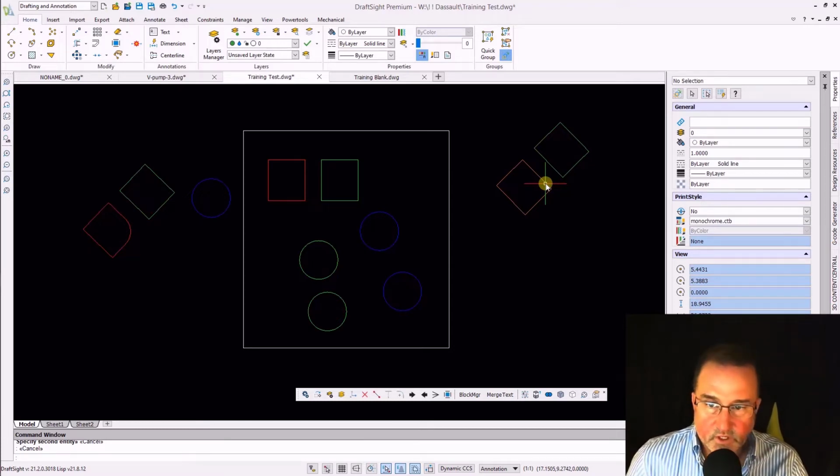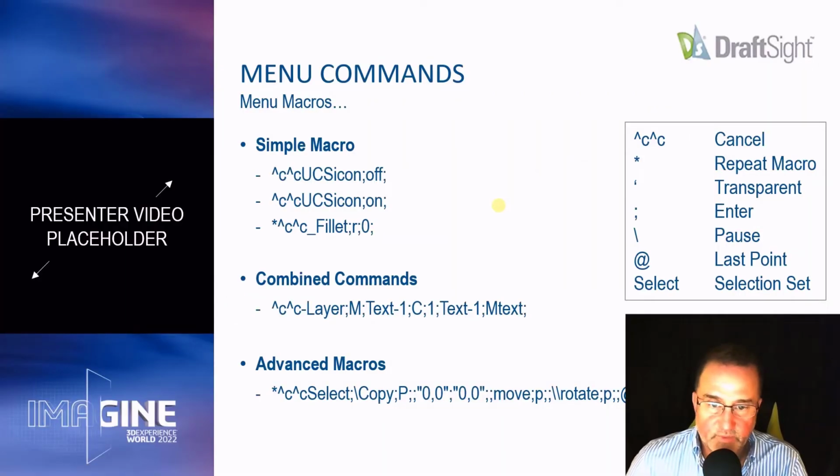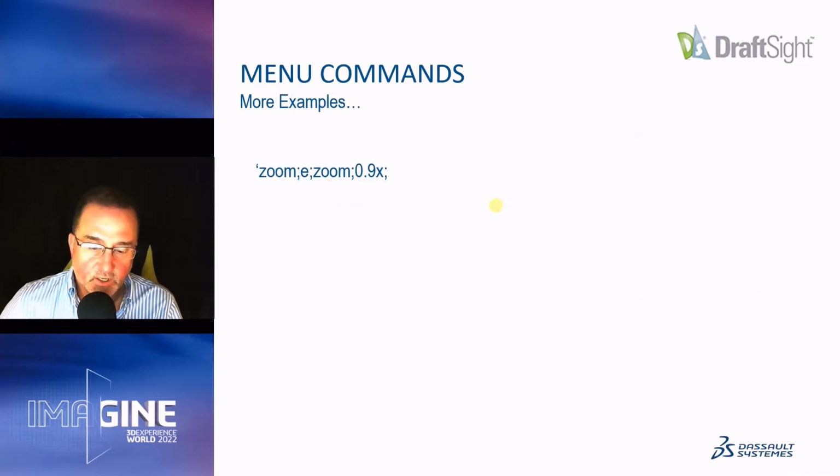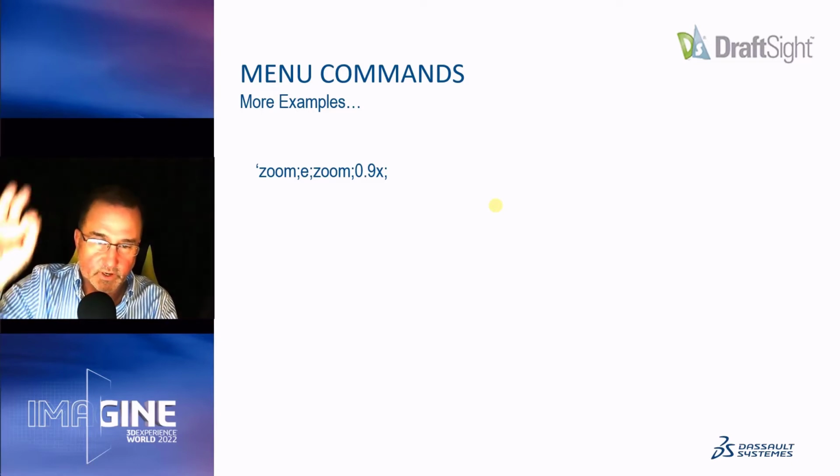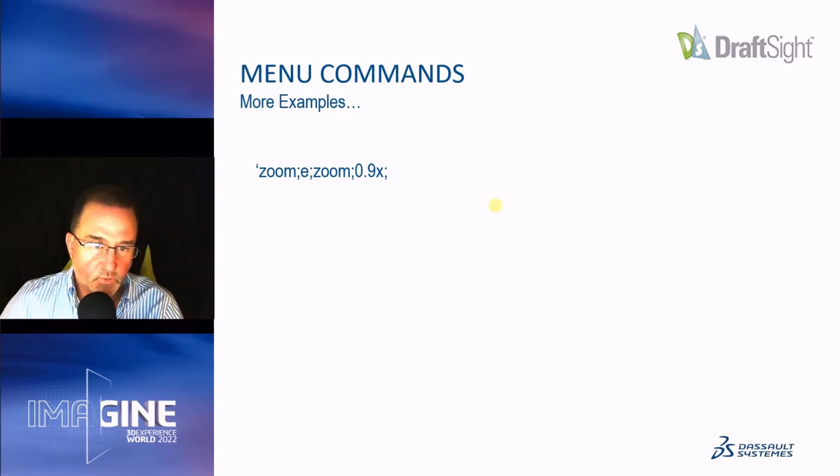All right, so let's talk about a couple more examples of macros. In this case, I showed you before where we could use the quote for transparent. So we would do a transparent zoom. Oftentimes I like to zoom extents and then zoom back just a little bit in case there's things right at the edge. So I use this sequence, zoom, return, E for extents, zoom, and then 0.9x.